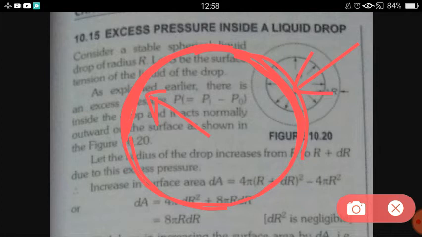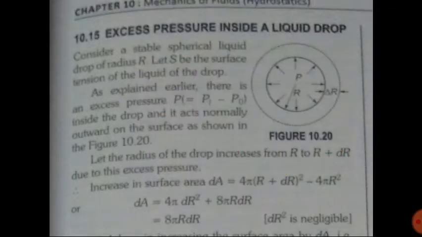And as we have already discussed in the previous lecture, the concave surface has more pressure in comparison with the convex one. So here in a liquid drop, where will the pressure be more? Obviously inside the liquid drop. Inside the drop, pressure is always more in comparison with the outer side. So because of this excess pressure, what happens? The size of the drop increases.